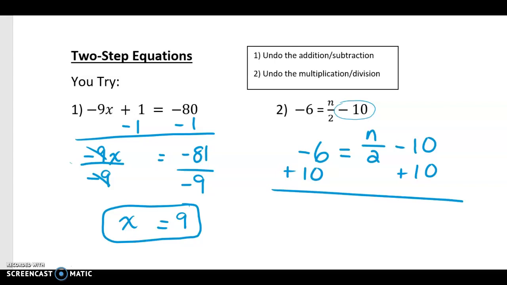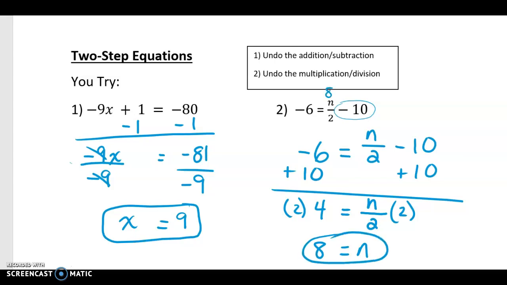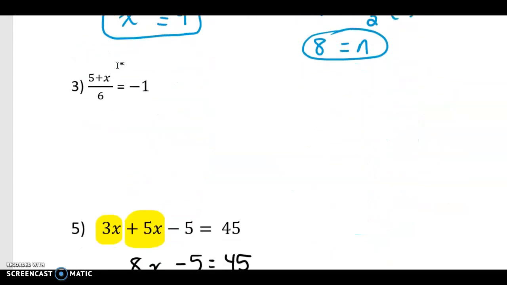I end up with a -6 plus 10, and that gives me 4 equals n divided by 2. So I have to decide what number divided by 2 will give me 4. I can undo that by multiplying. I end up with n equals 8. And if I plug the 8 back in here, I have 8 divided by 2 is 4, and then 4 minus 10 will give me a -6. Okay, let's look at this other one.